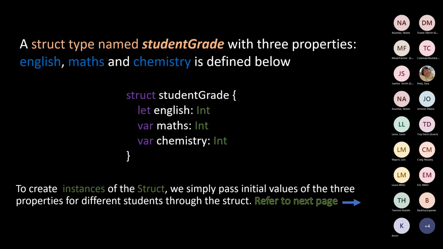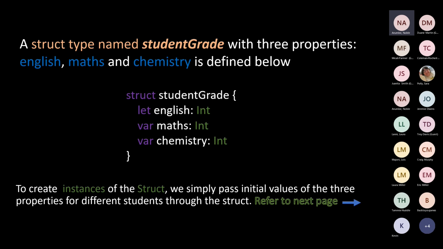So a struct type named, for example, student grade. Just a minute. My power.